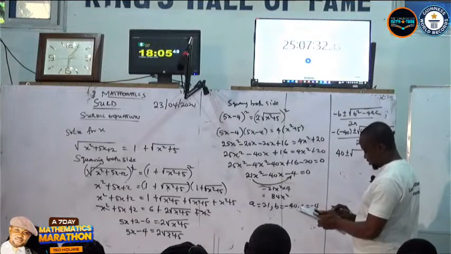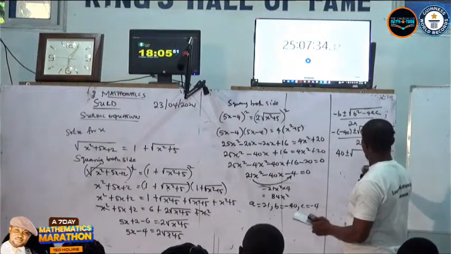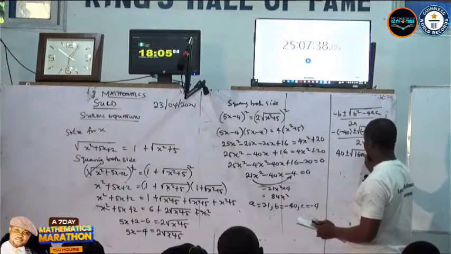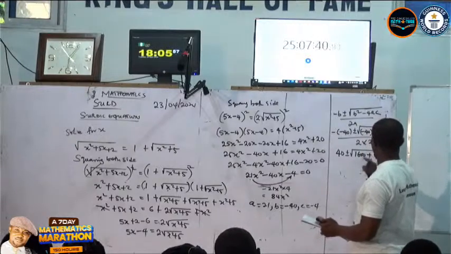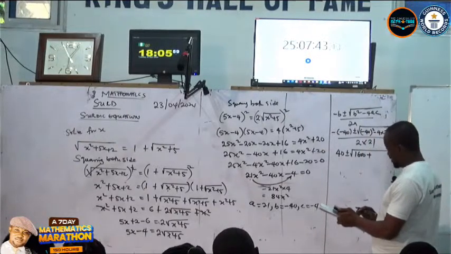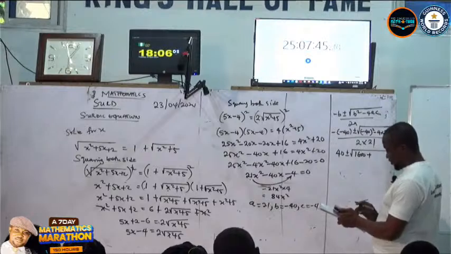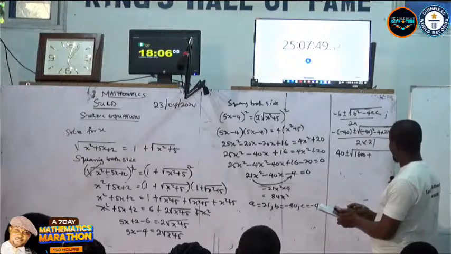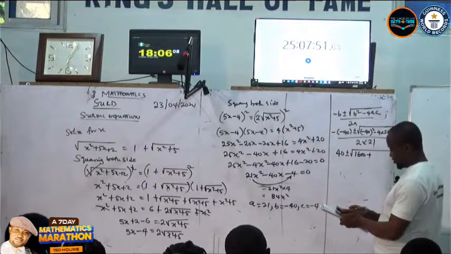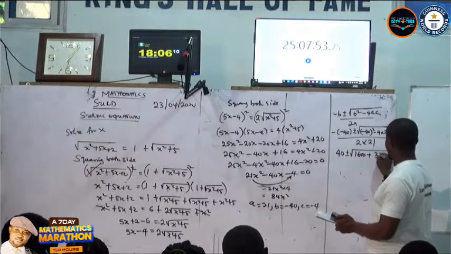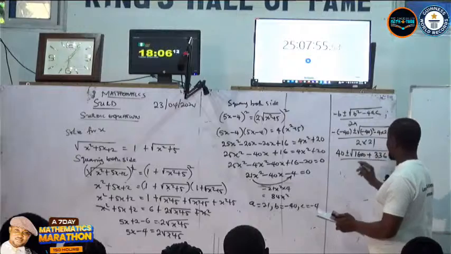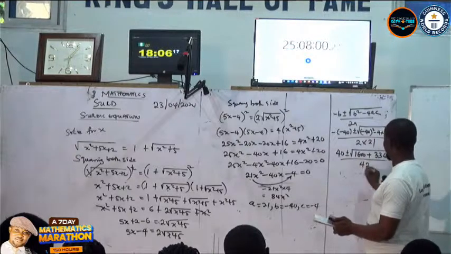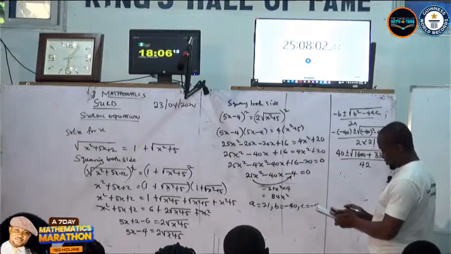Someone should also help check. That would be 1,600. Then minus minus on that place becomes plus. And 4 times 21 times 4 will be 336. Divided by 2 times 21, that will be 42. That is 2 times 21.